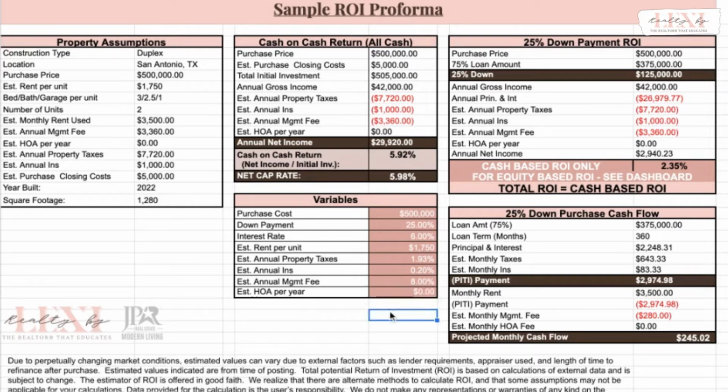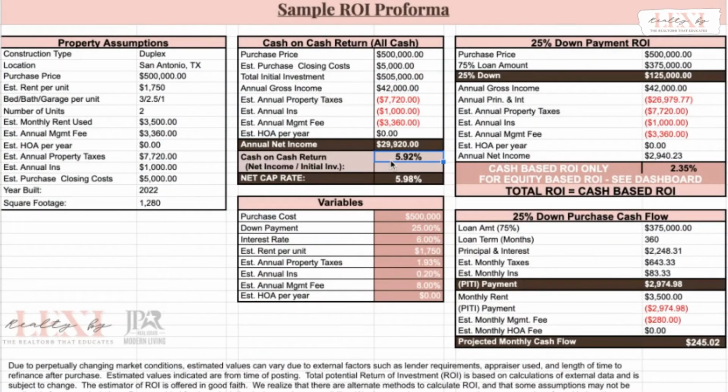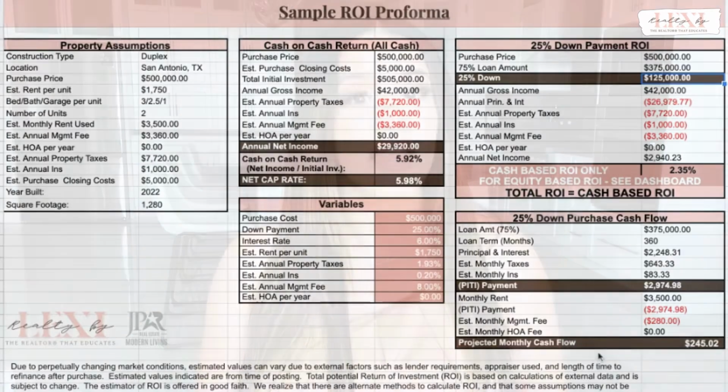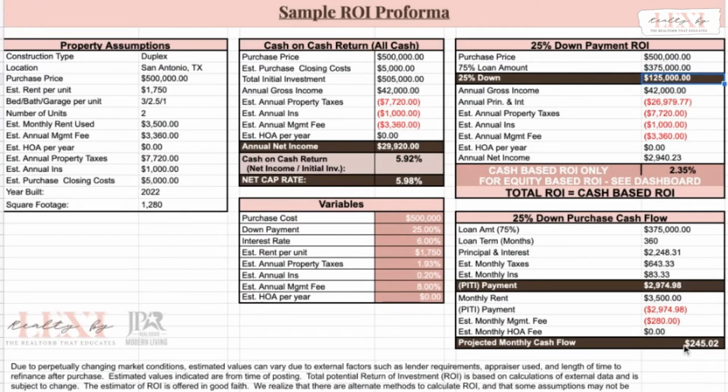If you look over at the property assumptions, you can see all the information regarding the duplex. These numbers have auto-populated because of what I plugged in on the variables. Over to the right is your cash-on-cash return. This is the money you are making based on the investment you made. Lastly, at the bottom right, you will see your estimated monthly cash flow. And this is what you take home at the end of the month.